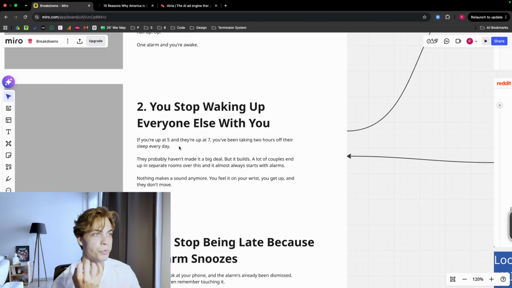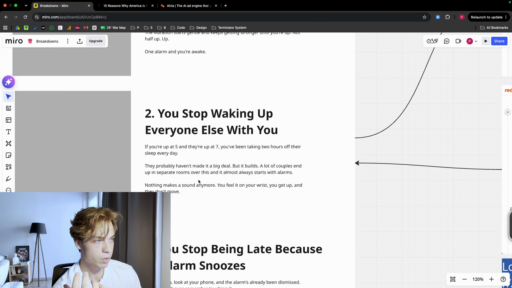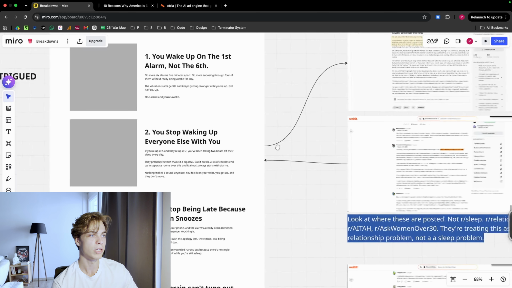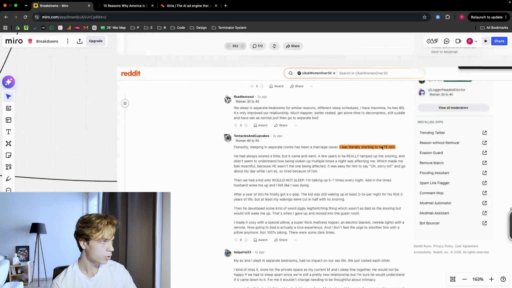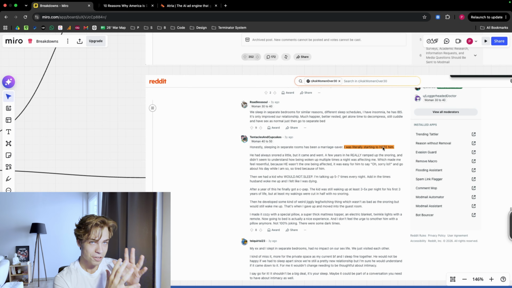And we do this. So if you're up at 5 and they're up at 7, you've been taking 2 hours of their sleep every single day, right? They probably haven't made it a big deal, but it builds. A lot of couples basically end up in a separate room over this, and it almost always starts with alarms. But with this, nothing makes a sound anymore. You just feel it on your wrist, you get up, and they do not move, right? That's it. Now, another one: "I was literally starting to hate him." A person wrote this, right?